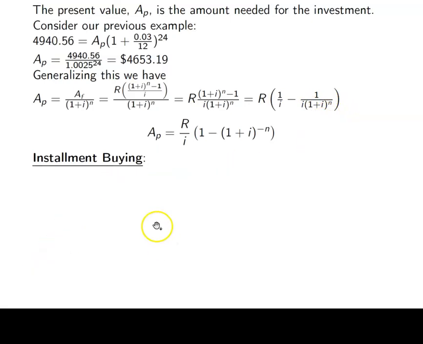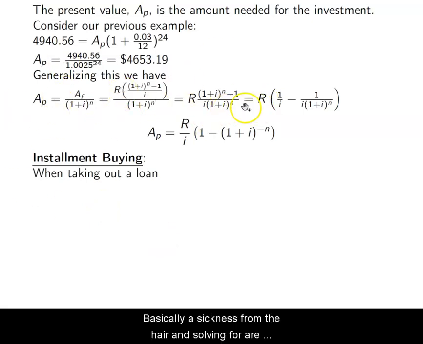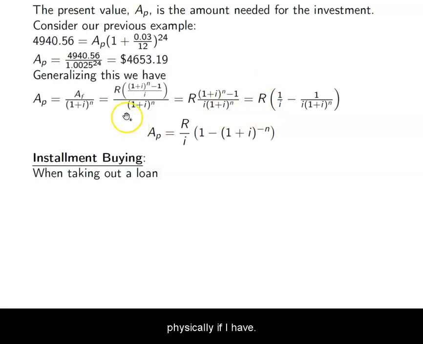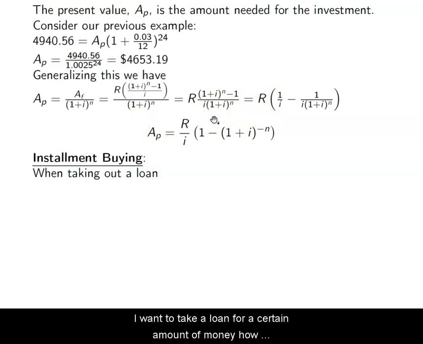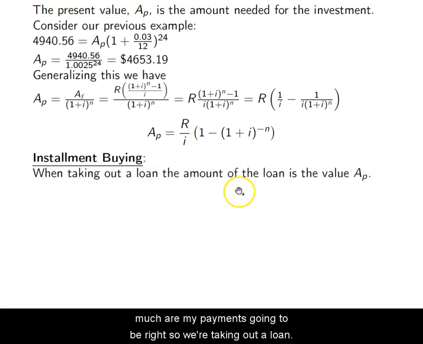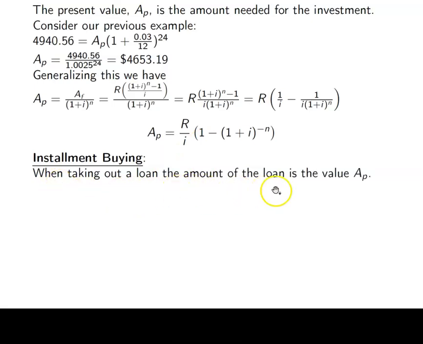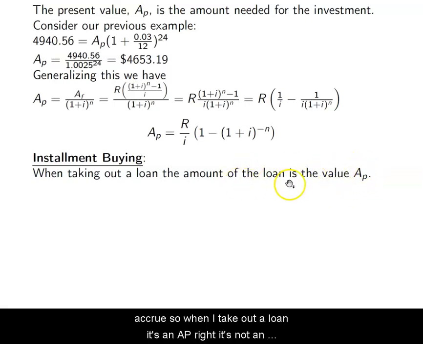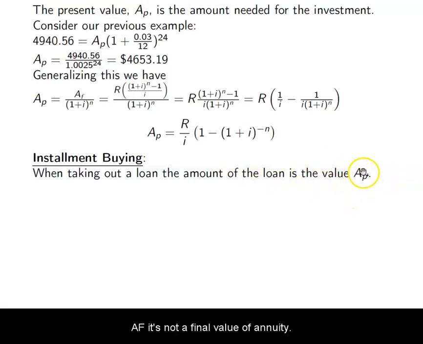Installment buying. Okay, so installment buying is basically us taking this formula here and solving for R. It's basically if I want to take a loan for a certain amount of money, how much are my payments going to be, right? So we're taking out a loan. The amount of the loan is this AP, right? I'm taking out a certain amount, but obviously my final payment on that, I'm going to be paying more because of the interest accrued. So when I take out a loan, it's an AP, right? It's not an AF. It's not a final value of an annuity, right?